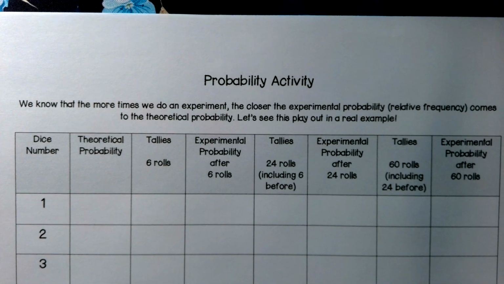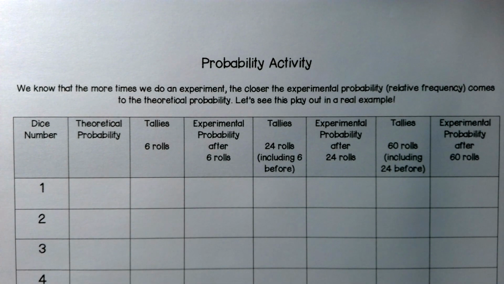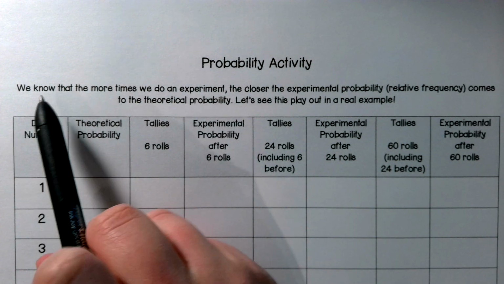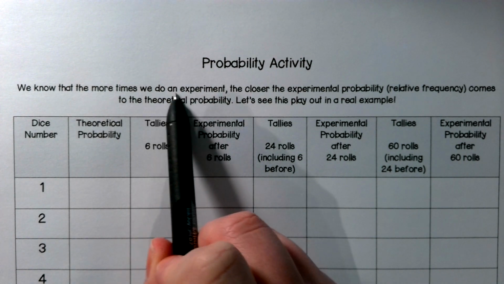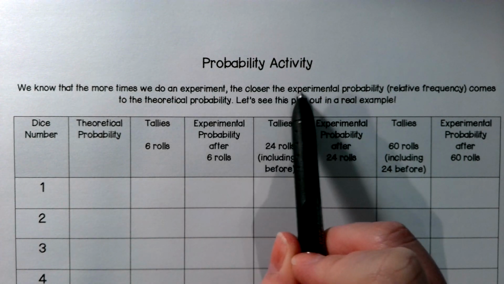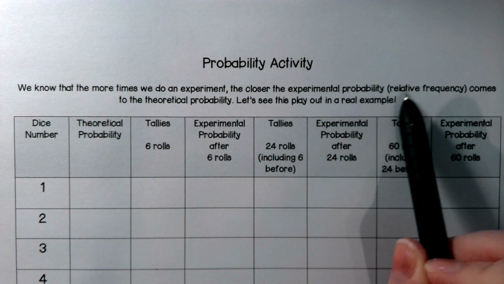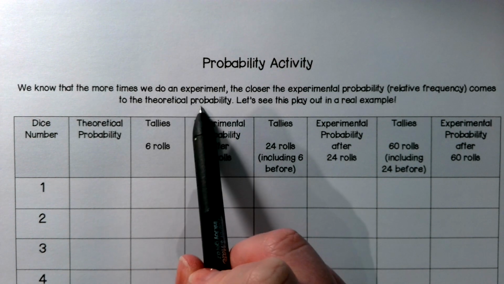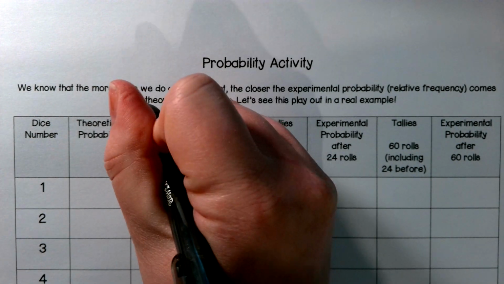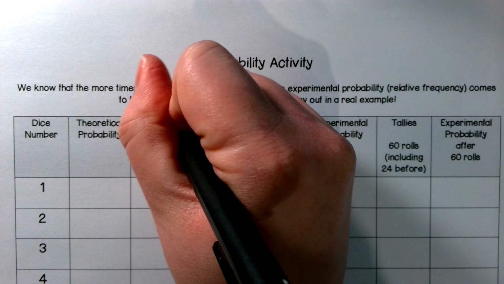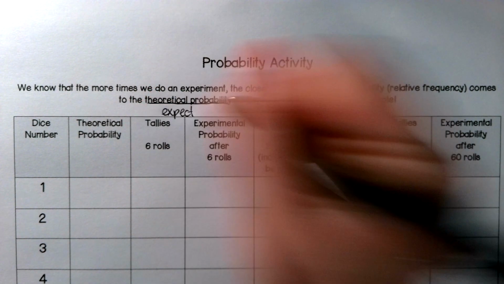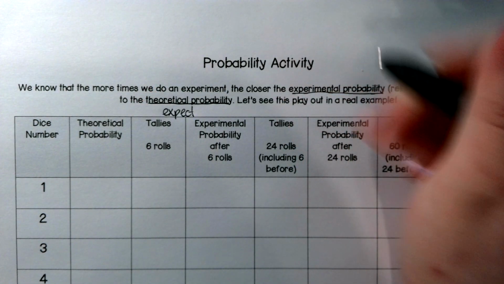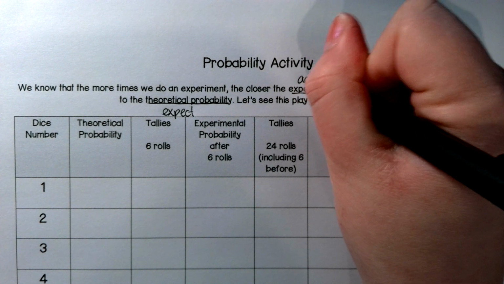Okay, so we're going to do an activity to review everything we've been talking about, really focusing on probability. We know that the more times we do an experiment, the closer the experimental probability, or relative frequency, as we've been calling it, comes to the theoretical probability. Remember, the theoretical probability is what we expect to happen, and the experimental probability is what actually happens.